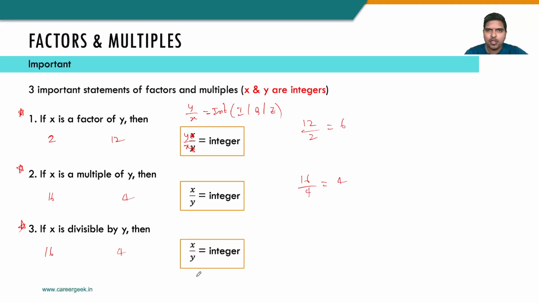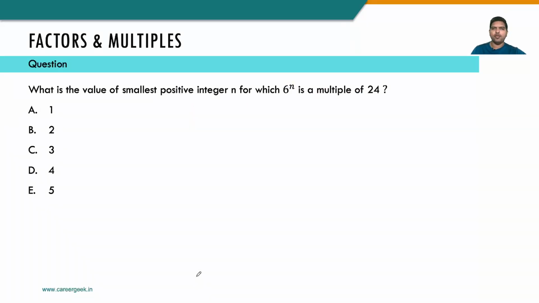So the third statement we have come across a lot of times in our school days: x is divisible by y. That means x upon y is an integer always. So these three statements are important. You need to kind of learn this by heart. Okay, we'll solve some questions.